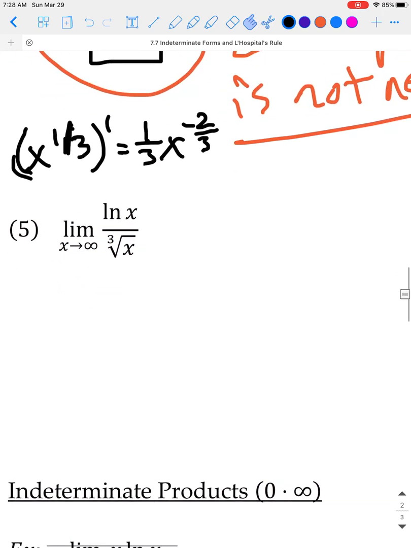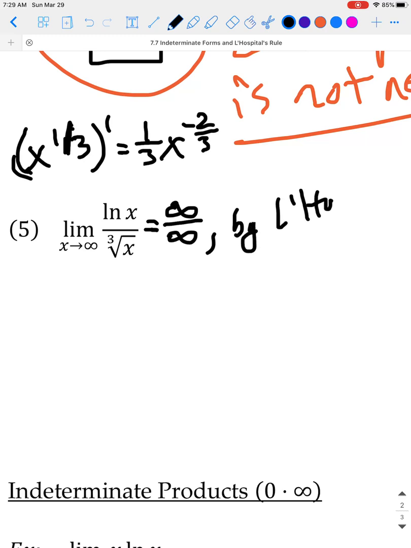Okay, so we'll move on to example number 5. So this is going to be an infinite limit. So we've got x approaching infinity, and we've got natural log of x over the cube root of x. So if we do direct substitution, we'll get infinity over infinity, which is an indeterminate form. So then we can use L'Hopital.